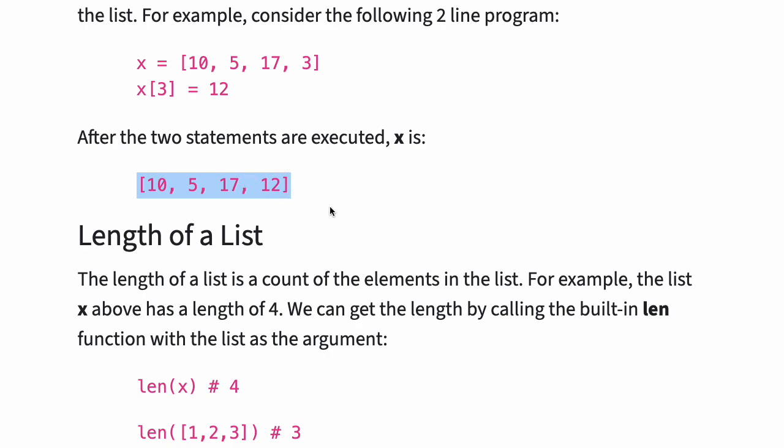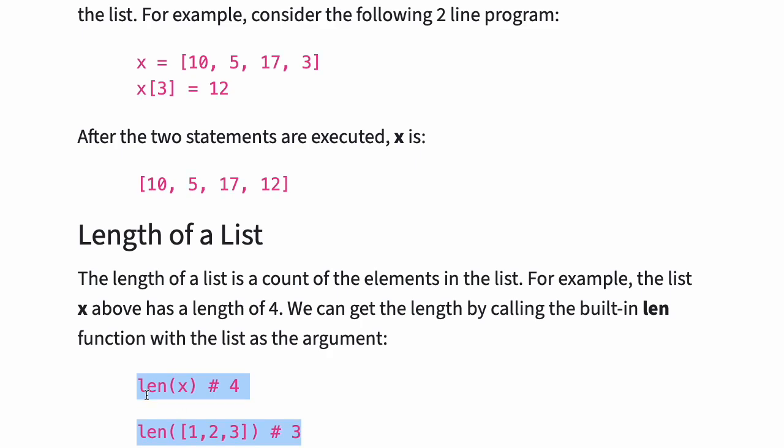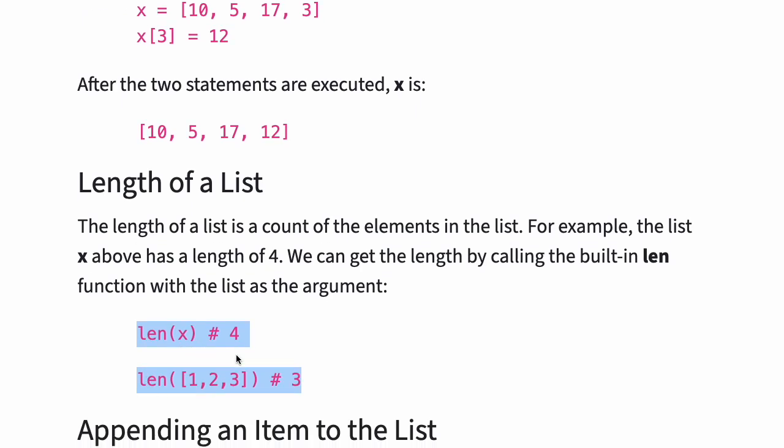The length of a list is a count of the elements in that list. For example, list x has the length of 4. We can get the length by calling the built-in len function with the list as the argument. For example, len(x) is 4, and len of the list [1, 2, 3] is 3.